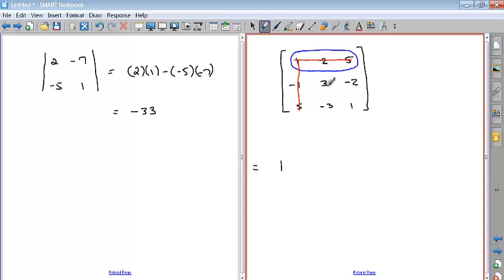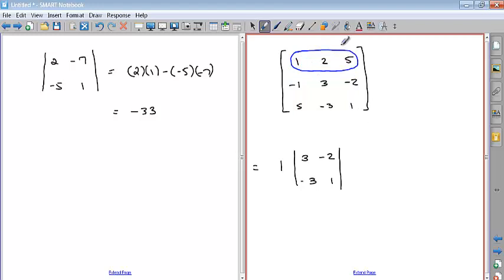That leaves this 2x2 matrix. So what we do is we multiply this coefficient 1 times the determinant of the 2x2 matrix that's left over after I cross them out. Okay, I'm just going to delete these.